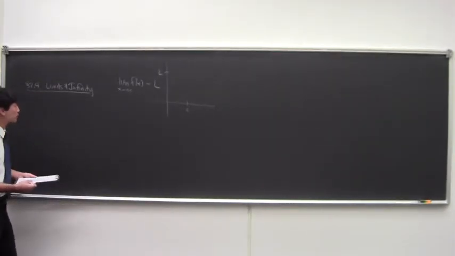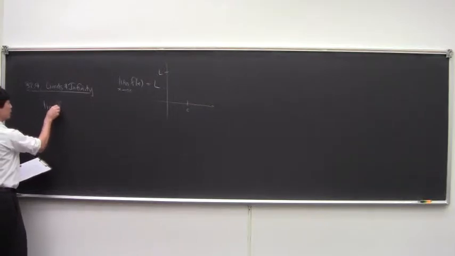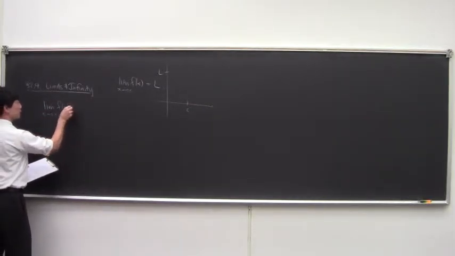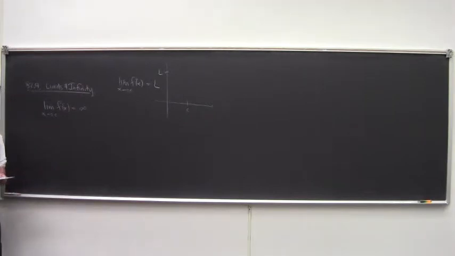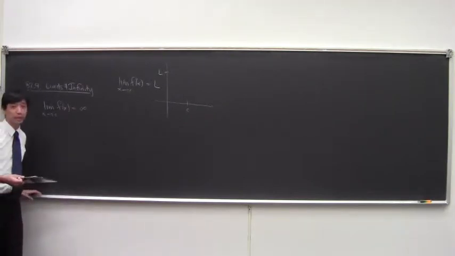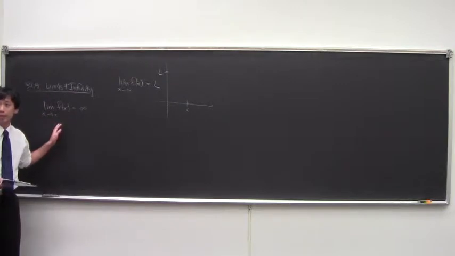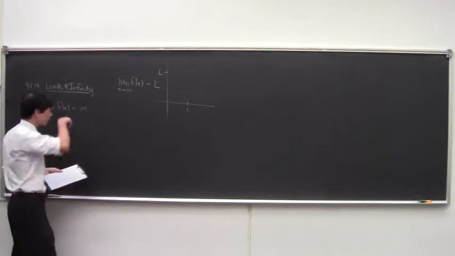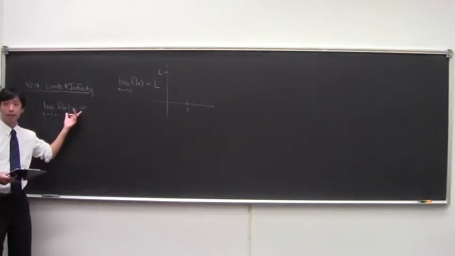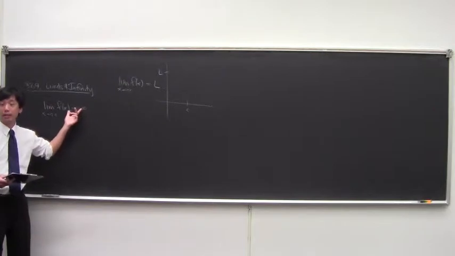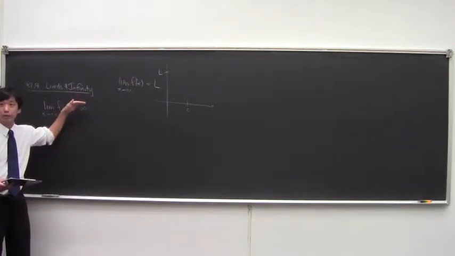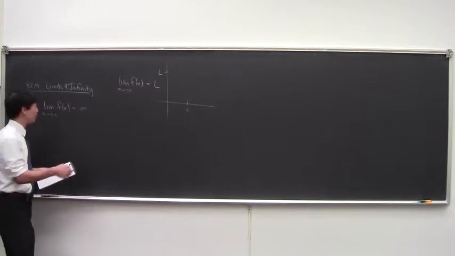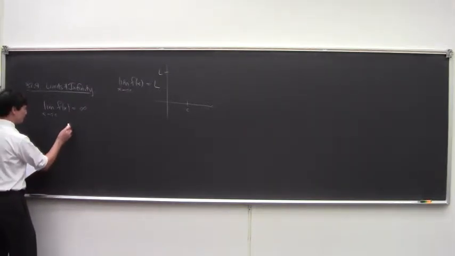But last time we started talking about something like this: as x approaches c, f of x tends towards infinity, right? We don't think of infinity as a number that you're heading towards. It's not like there's some number up there called infinity that's higher than all numbers. Rather, this is just a way of saying that the value increases without bound, right? So we have this definition.